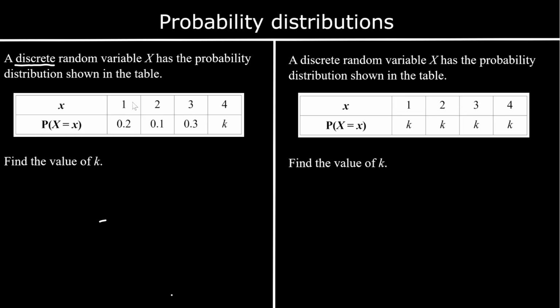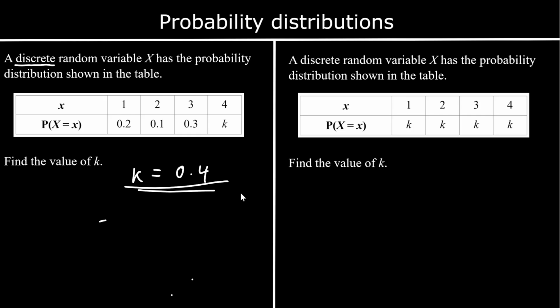So the probability of getting a 1 is 0.2. We need to find the value of k, and all the probabilities have to add up to 1. The probabilities have to add up to 1 whole. So we've got 0.2, 0.1, and 0.3. That adds up to 0.6. So k has to be 0.4 for it to add up to 1.